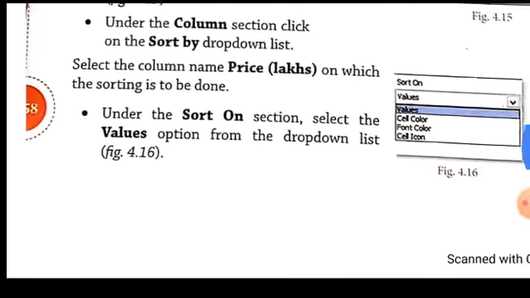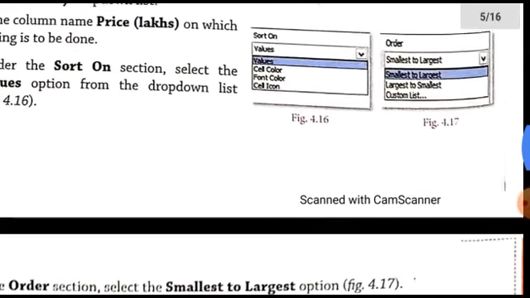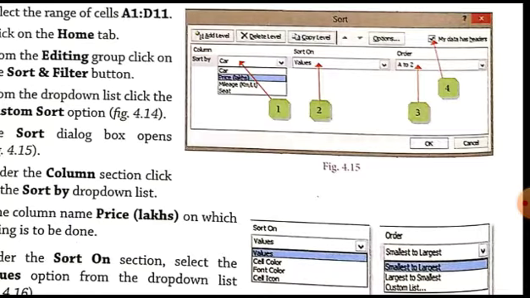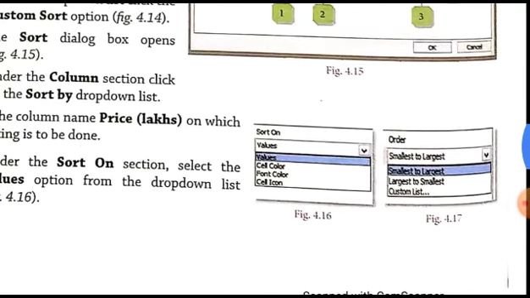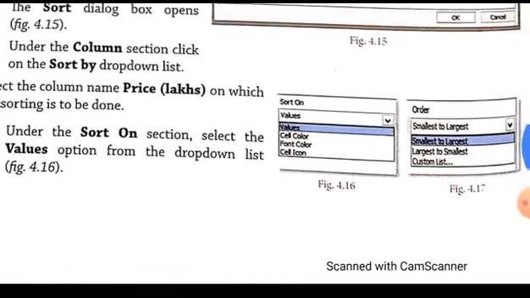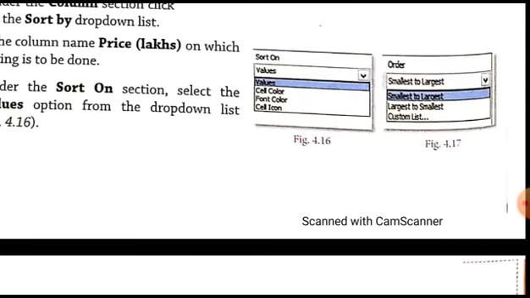Then what is the next step? The next step is the order section. First the column section is there, then the sort on, and the third is the order section. In the order section we have to specify the order in which we want to do the sorting. There are different sorting orders available, like smallest to largest, which means ascending order, and largest to smallest, which means descending order, starting from the largest to the smallest.